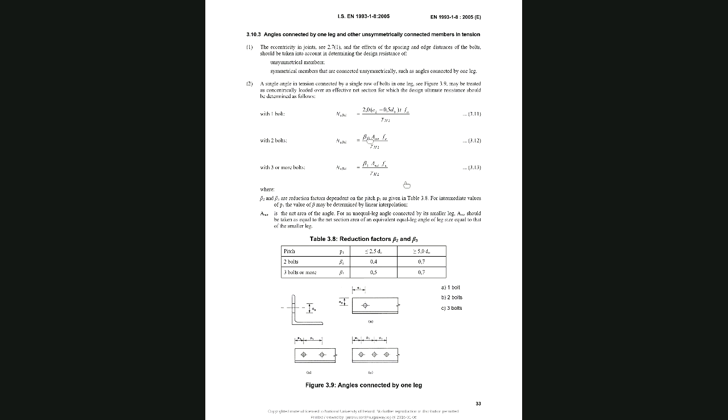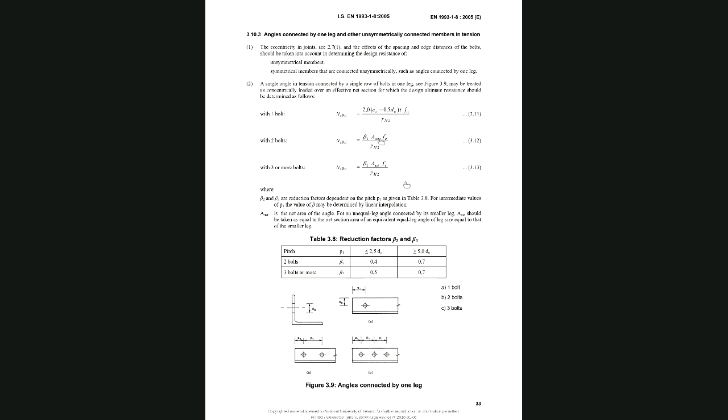So let's say in this example the pitch is less than 2.5 d0, so beta 2 is equal to 0.4. You see how that means the resistance has gone to 0.4 times A net f_u over gamma M2, whereas with no eccentricity in the loading, it's 0.9. So we can see what the eccentricity does. If the second hole is a lot further away, it's 0.7, so the best you can get by playing around with the hole spacing will be 0.7 times the net cross-section area. It's never going to be as good as connecting a section with no eccentricity.